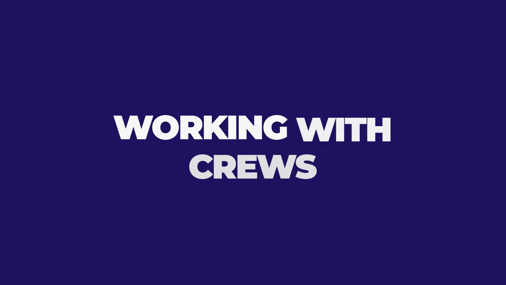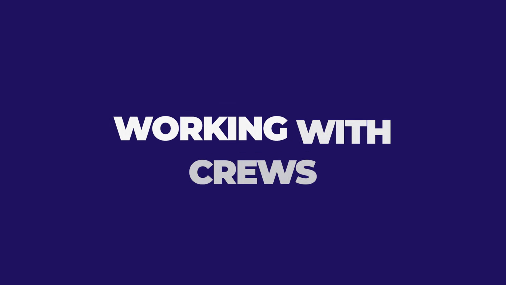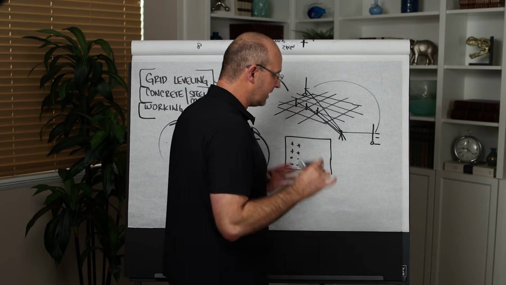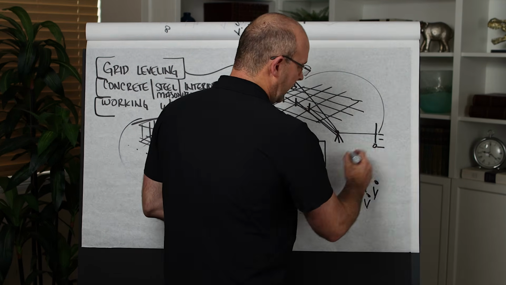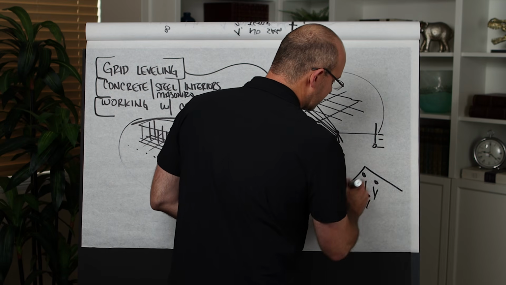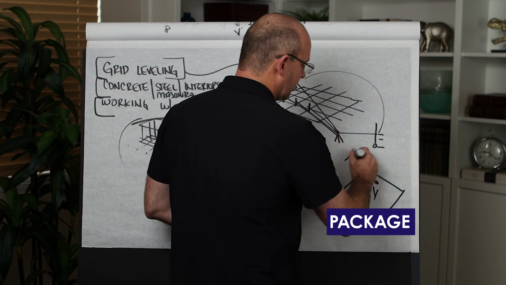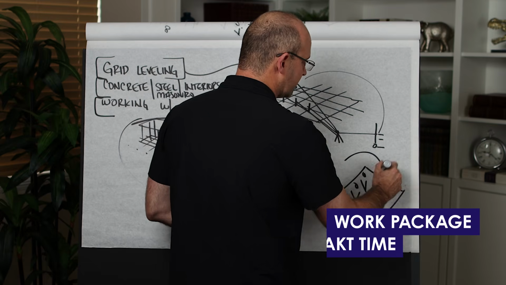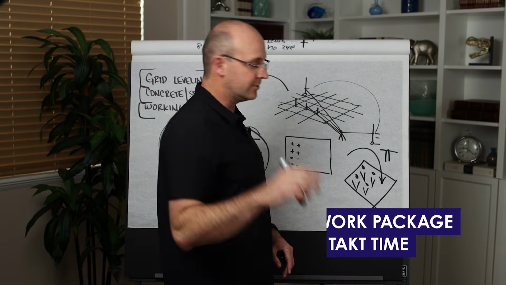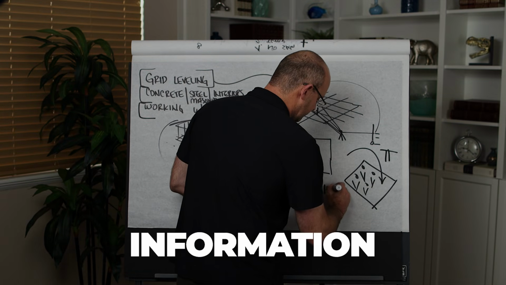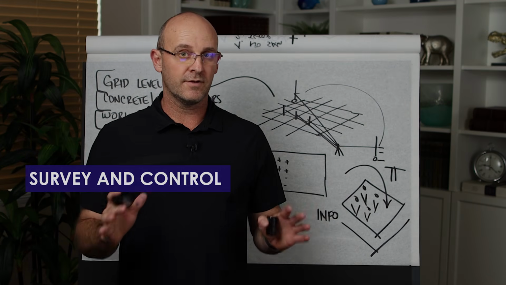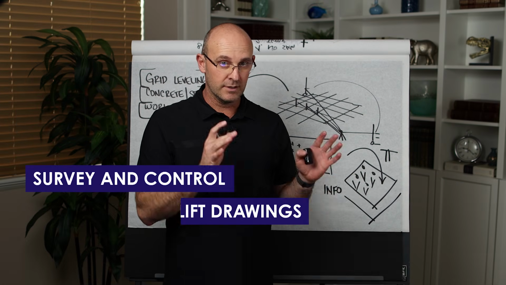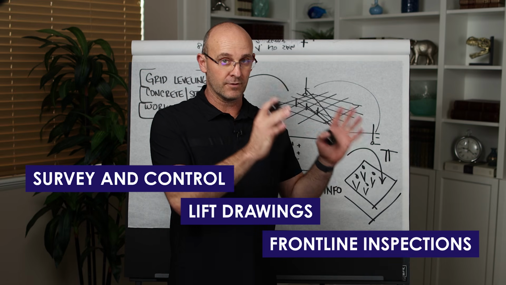And the last framework I want to leave you with for other responsibilities is that it doesn't matter what it is. You could take a crew, here's the foreman and the workers, and they're about to do work inside of a zone, installing a work package inside of their takt time. And what do they need? They need two things. They need the information and they need the layout. So they're always doing survey and control, and they're always doing lift drawings, and they're always doing frontline inspections.